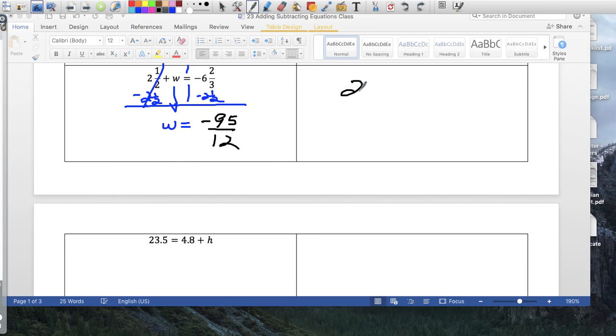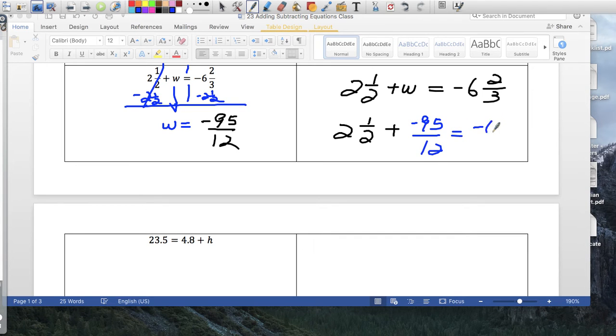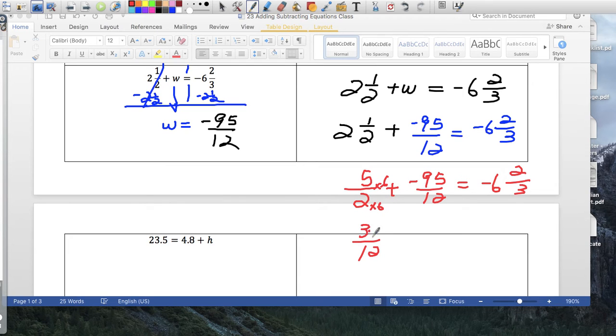So our check, 2.5 plus W equals negative 6 2/3. 2.5 plus negative 95 over 12 equals negative 6 2/3. So let's see if that's true. So 2 times 2 is 4 plus 1. So this becomes 5 over 2 plus negative 95 over 12 equals negative 6 2/3. So the LCM is 12, right? Change this to 12. So it's 2 times 6, and times 6 over here is 30. This is negative 95.